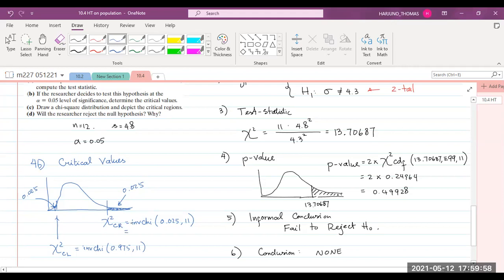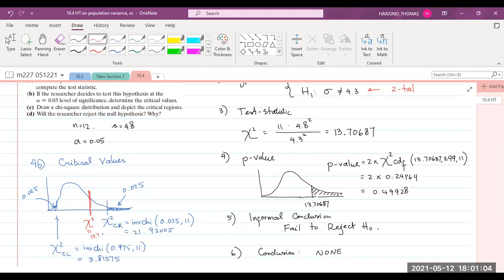Let's see what my calculator tells me. I use a handheld calculator, so it will take a longer time. This one here is 21.92005. And how about 0.975, degree of freedom 11? I get 3.81575. Now notice that my test statistic is in between, right? Which is not on the tail. My test statistic is here, that's 13.7. It's actually quite far from either tail.